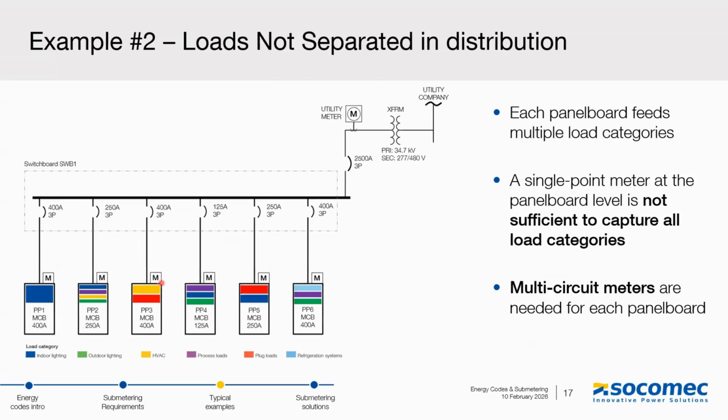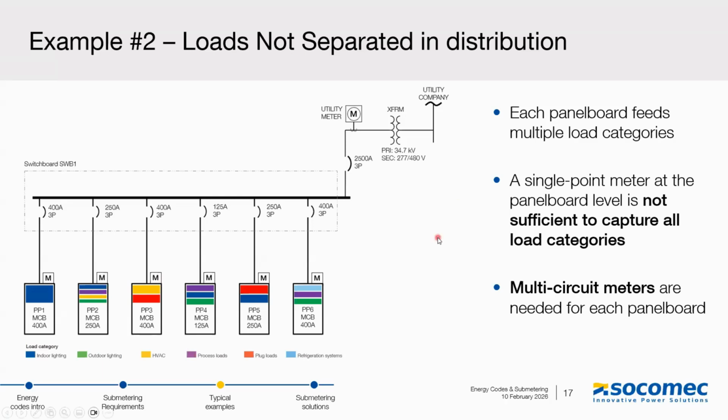The reality is more example number two, where the loads are not separated upstream, and one subfeed within the switchboard is going to be feeding panels which are going to have different load categories. So one panel like PP2, for example, is going to have a mix of lighting circuits, HVAC circuits, process loads, and indoor lighting, right? So same thing for the other panel. They're going to have a mix of different load categories. So in this case, you are going to need individual power meters, and they're going to have to be multi-circuit power meters at each panel.